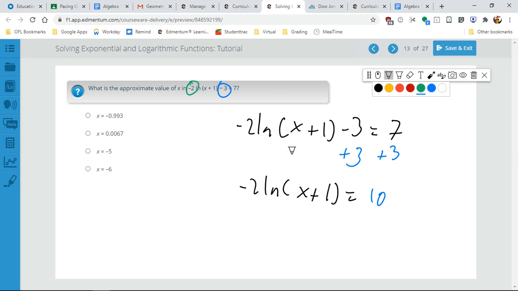Now we're going to deal with this negative 2. So what I'm going to do is divide by negative 2. All right, so I'm going to bring everything else down that didn't cancel out, ln quantity x plus 1, and this is going to equal -5. So I can always show that I'm canceling this out.